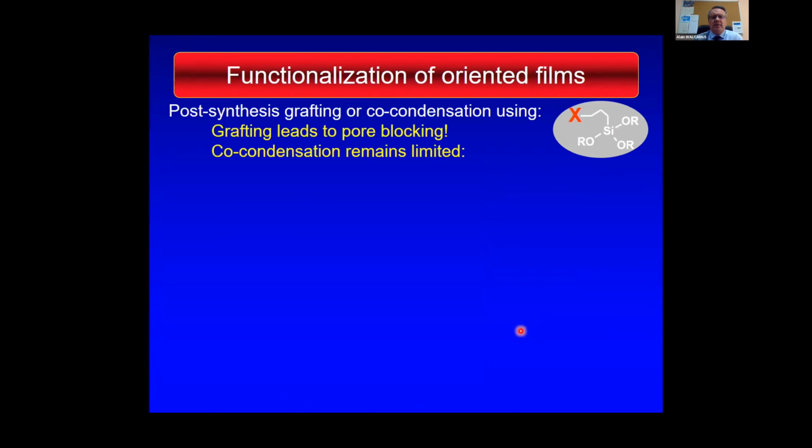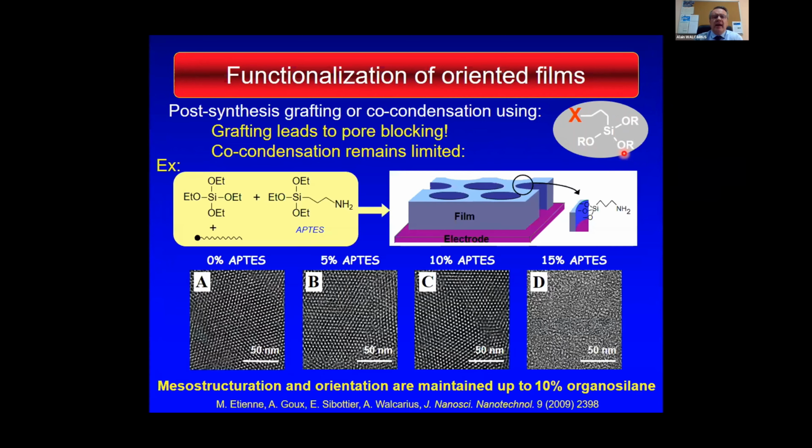And as far as functionalization of silica is concerned, usually we use an organo-tri-alkoxysilane. But if we try to use this for grafting our particular films, it led to some pore blocking effects. So we cannot use post-synthesis grafting. And if you use the co-condensation of this organosilane with the tetra-alkoxysilane, actually it works, but it is limited to a certain amount of organic groups.